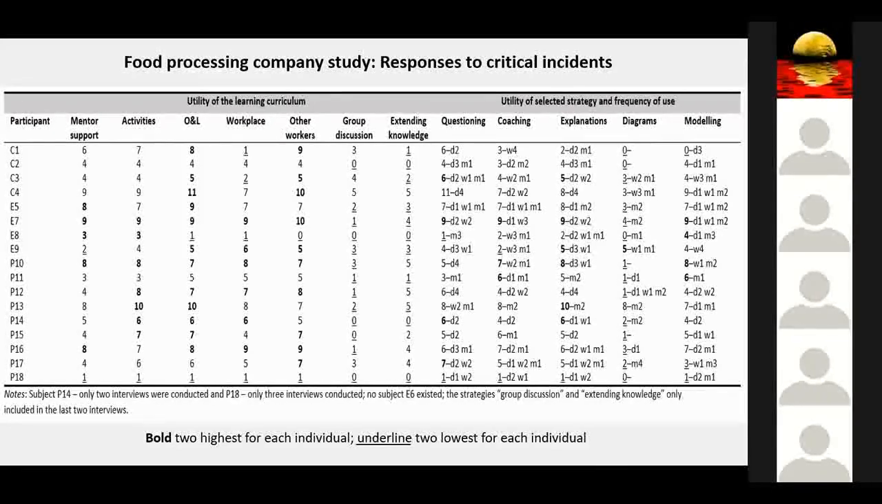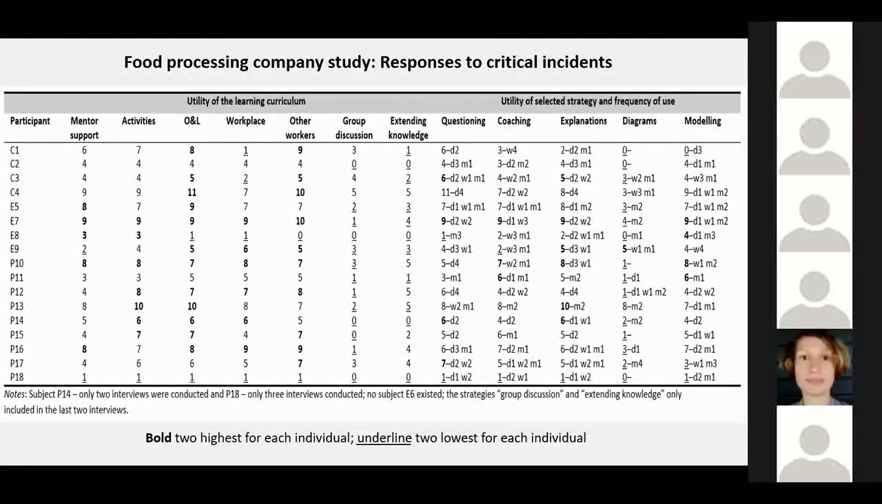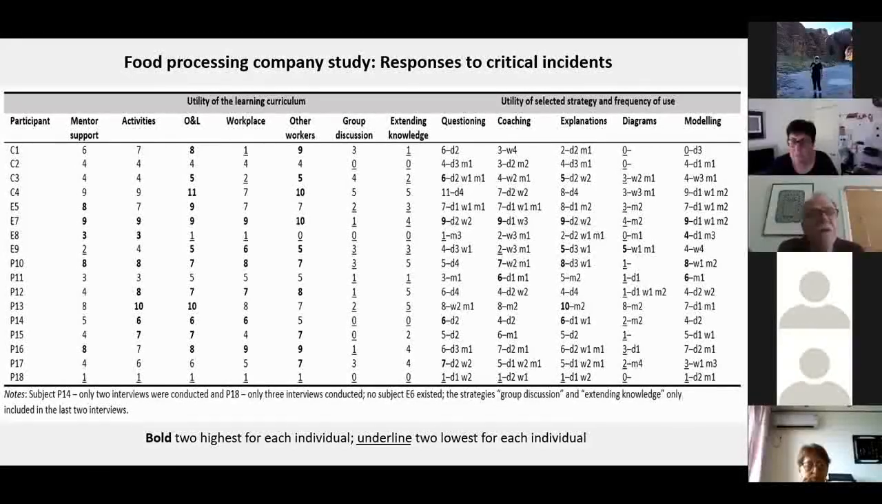I realize there's a lot of detail here and it's hard to follow, but the way I've tried to make this table easy to understand is that the 2 highest for the individual are bolded and the 2 lowest are underlined. The maximum number you could get here, because these indicate whether people rated the utility of these sources 4 or 5, is 12, because there were 4 interviews with 3 critical incidents per interview. You'll see that some of these contributions are far stronger than others.